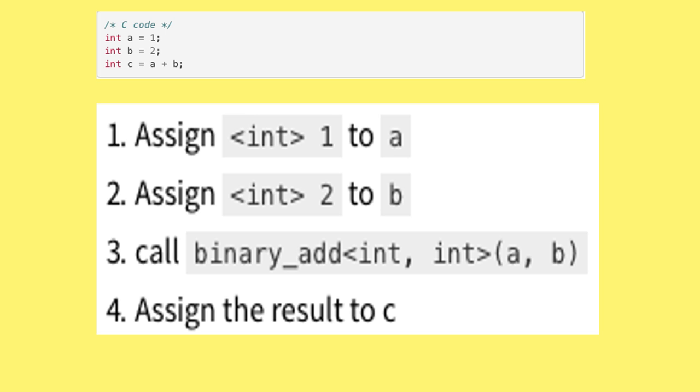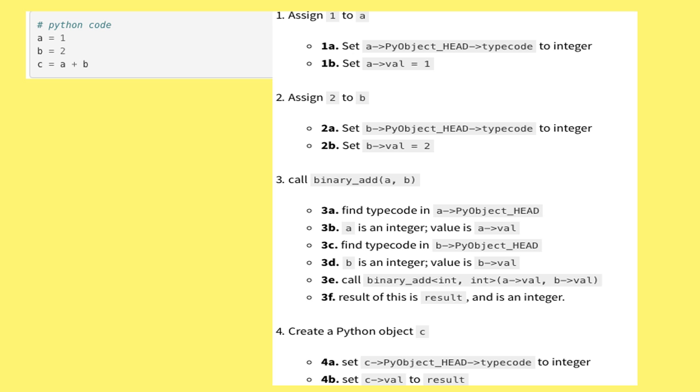This is C code for adding two numbers. So assign 1 to A, assign 2 to B, and then do the binary add, and then basically get the result. Pretty simple, shouldn't take long. Now let's go into Python.